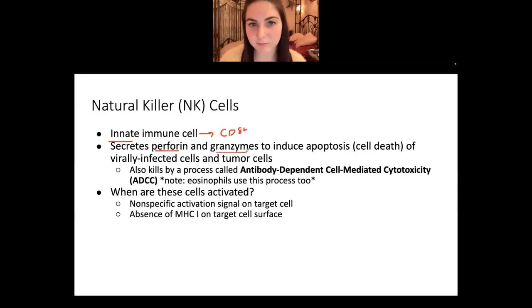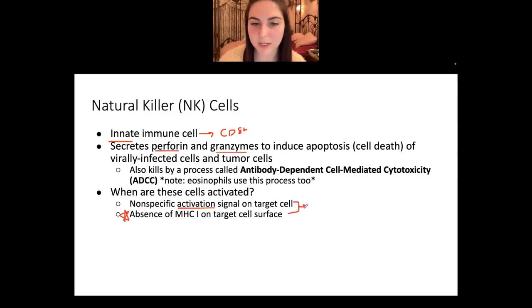So it makes sense that they're pretty similar to T cells because they come from the same cell line. Another thing I talked about: when are these cells activated? In the absence of MHC class 1 on its surface. And instead of just having this downregulated, so no MHC class 1, it also has to be induced to be active.